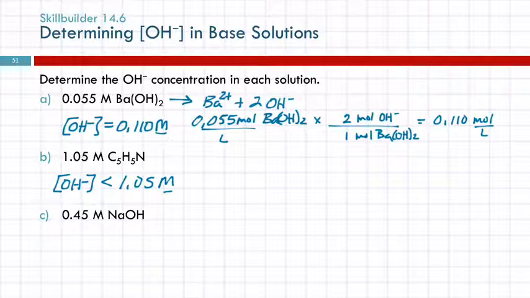How about sodium hydroxide? Strong or weak base? Strong base. How many hydroxides are there in one unit? 1. So that tells me that the hydroxide ion concentration is going to be the same as the concentration of the base, because each one of these separates and forms one hydroxide ion. Any questions?